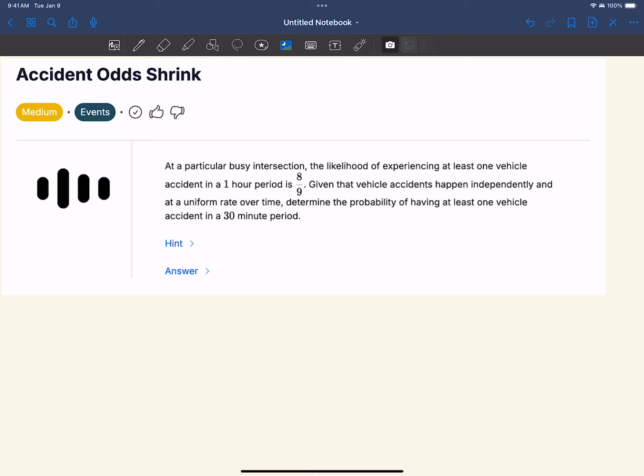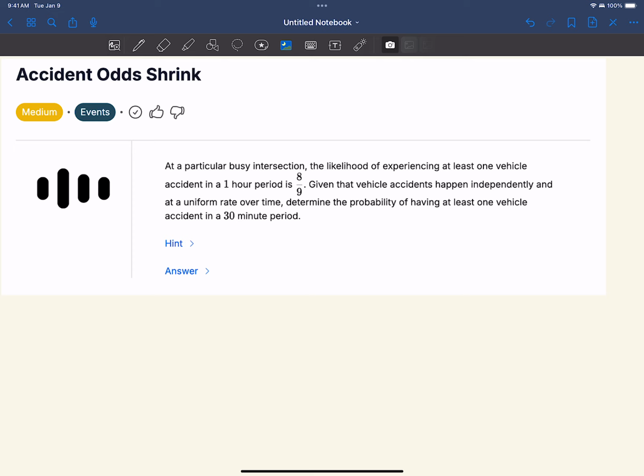Today we're going to be looking at a probability question about car accidents. At a particularly busy intersection, the likelihood of experiencing at least one vehicle accident in a 1 hour period is 8/9. Given that vehicle accidents happen independently and at a uniform rate over time, determine the probability of having at least one vehicle accident in a 30-minute period.